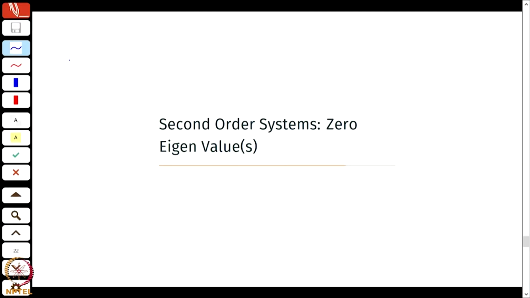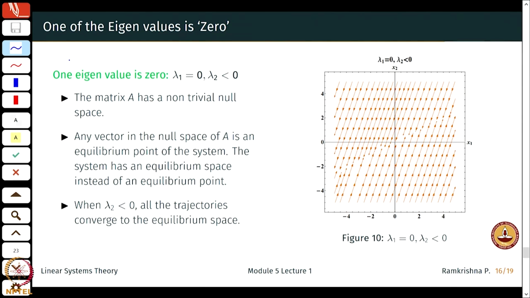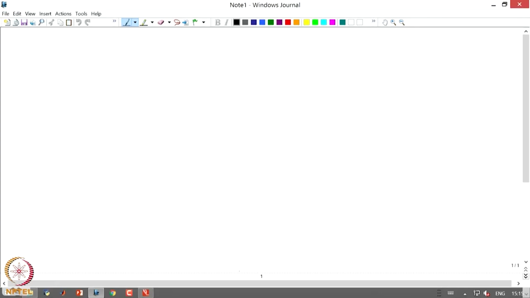Okay, the next thing that we will discuss is an interesting case when there is a possibility of having a 0 eigenvalue. So, let us start with just one of the eigenvalues being 0. Let us say lambda 1 is 0 and lambda 2 is less than 0. How will the transformed system look?